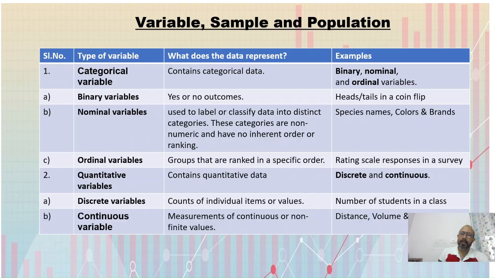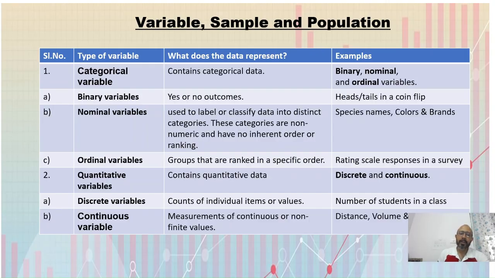Nominal variable is used to label or classify data into distinct categories. These categories are non-numerical and have no inherent order or ranking, like a species name, colors and brands. Ordinal variable. Ordinal variables are groups that are ranked in a specific order, like rating scale responses in a survey.